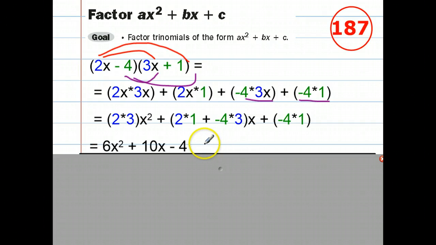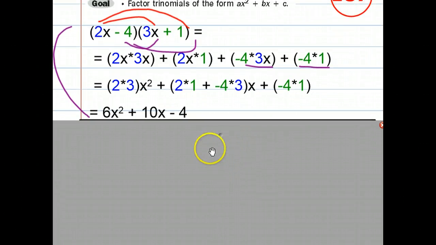Well, in factoring, you know that we work backwards. So we start off with something in this form and we work backwards to get to this form. We have done it when there is no number in front of x squared. Now we're going to work with it when there is a number in front of x squared.